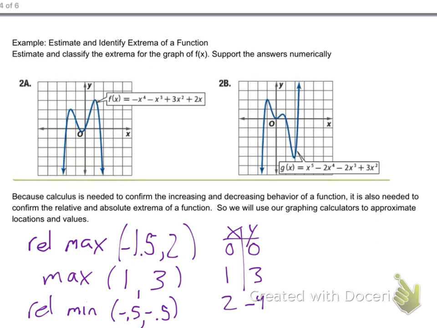Questions? Cool stuff? Now, going to this, why we need our calculators is because you need calculus to confirm increasing, decreasing, and relative maxes and absolute maxes. We take derivatives, guys. We find out where slopes are. And when the slope is 0, that's where it's going to top out or bottom out. We're not there yet, so guess what? Make our calculator do the work for us.